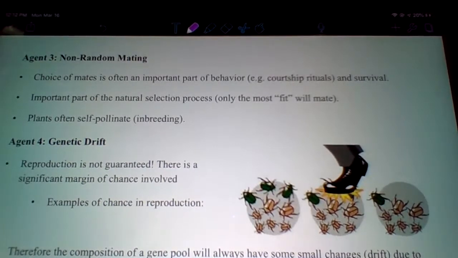So in non-random mating, the choice of mates is often an important part of behavior, an important part of the natural selection process, and plants often self-pollinate as well. So what can I say about non-random mating? When mating plays an important role in the reproduction or survival of a population, then it has an important role in shaping the gene pool over time. That's what I'm trying to get at.